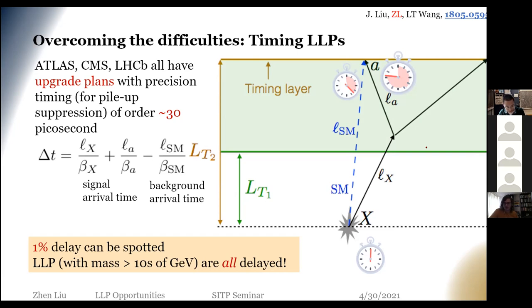Sorry, 10,000. These are numbers per year that you're quoting. With the full luminosity, like three. Oh, the full day. I see. Okay. Yeah. Okay. Thank you.